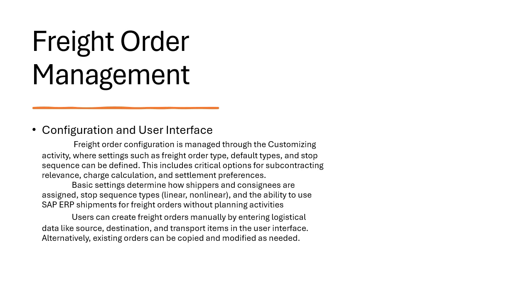And next is configuring and the user interface. The configuration of fleet orders determines key details like subcontracting relevance, number range, and charge calculation settings. This user interface allows for editing and managing orders, with selection for item stage and subcontracting, among others.